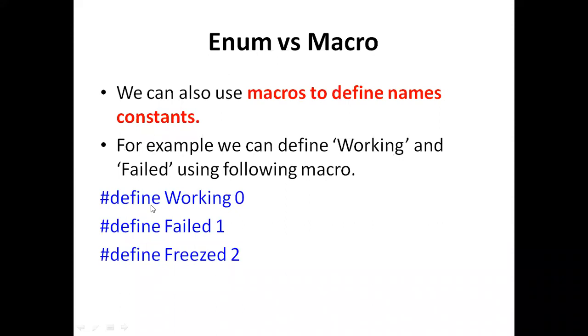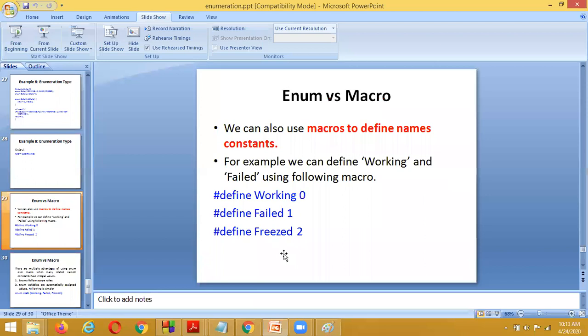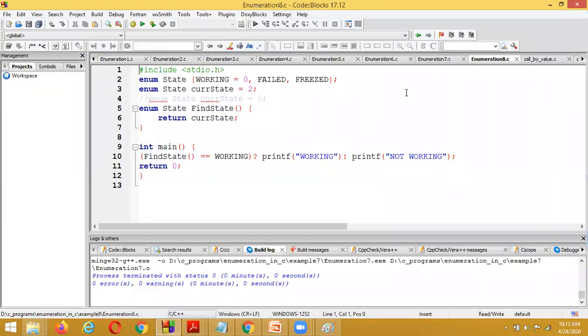This is the important question people are going to ask in the exam: what is the difference between macro and enumeration? And here I am declaring two enumeration variables. Here the state variable, current state is equal to 2, and here I am returning the value 2.